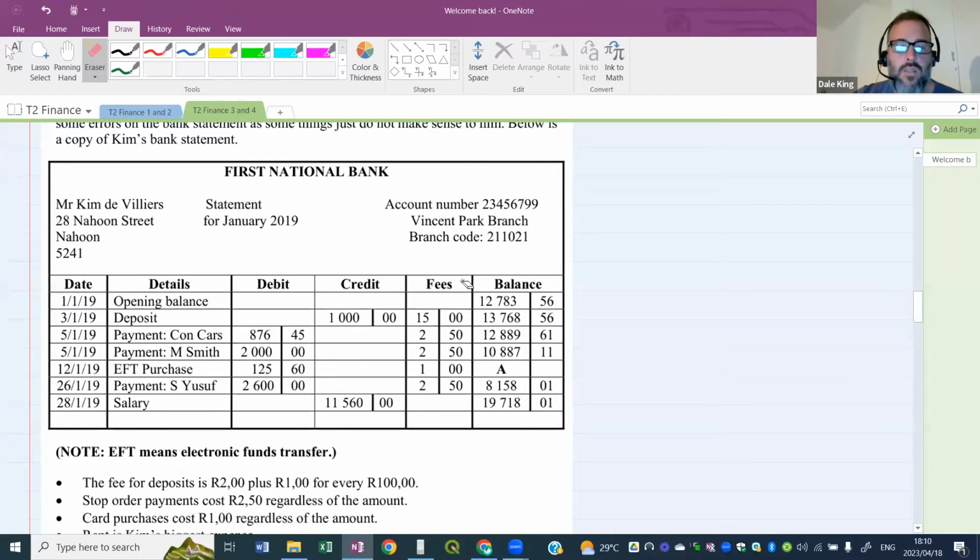And then to the right of that, we've got the fees column. These are all the banking fees. Hey, that's fantastic. The bank takes our money. And then on the right-hand side at the end here, we've got the balance column. So this is keeping a track record of your bank balance.